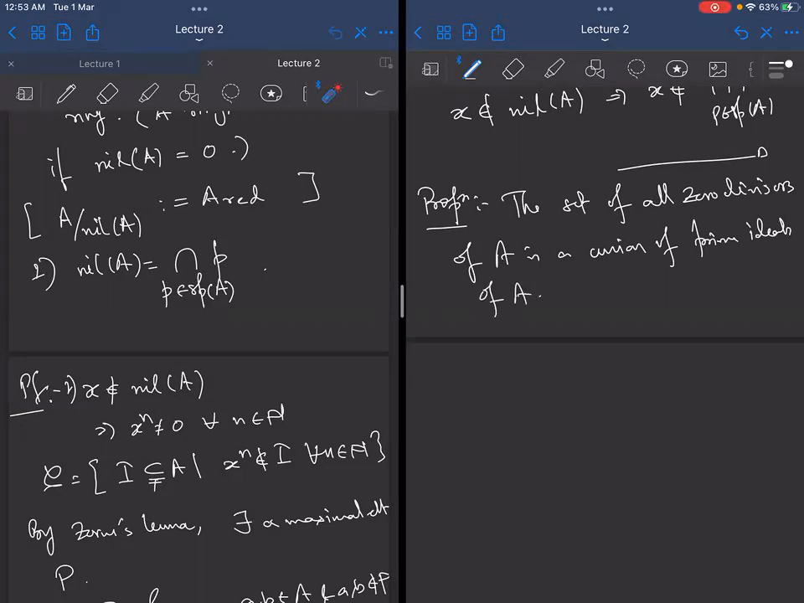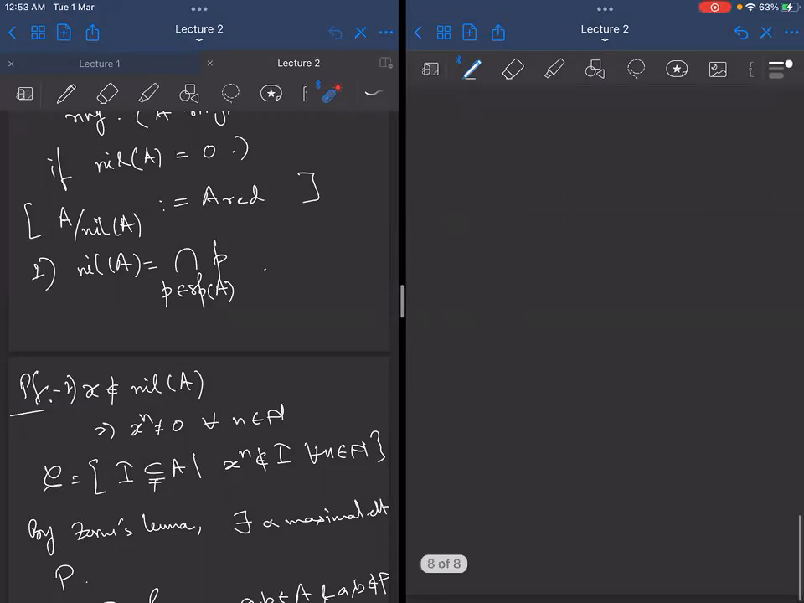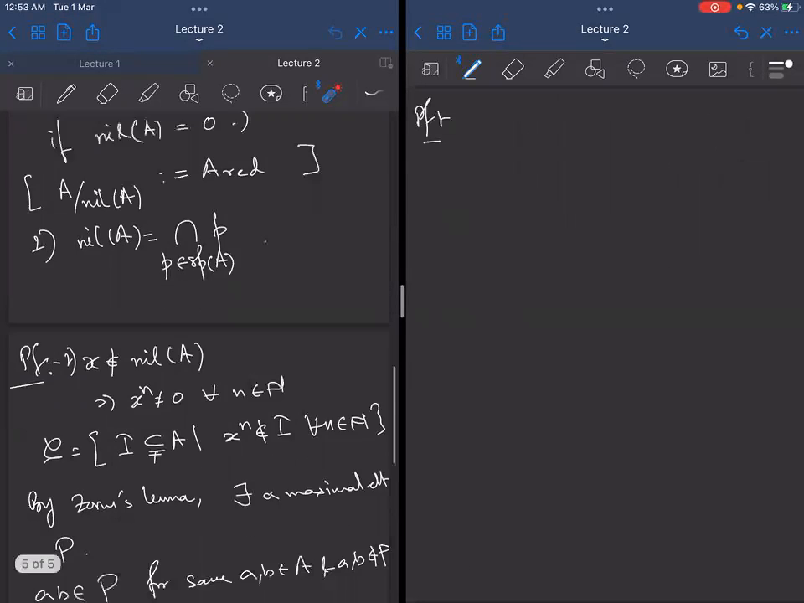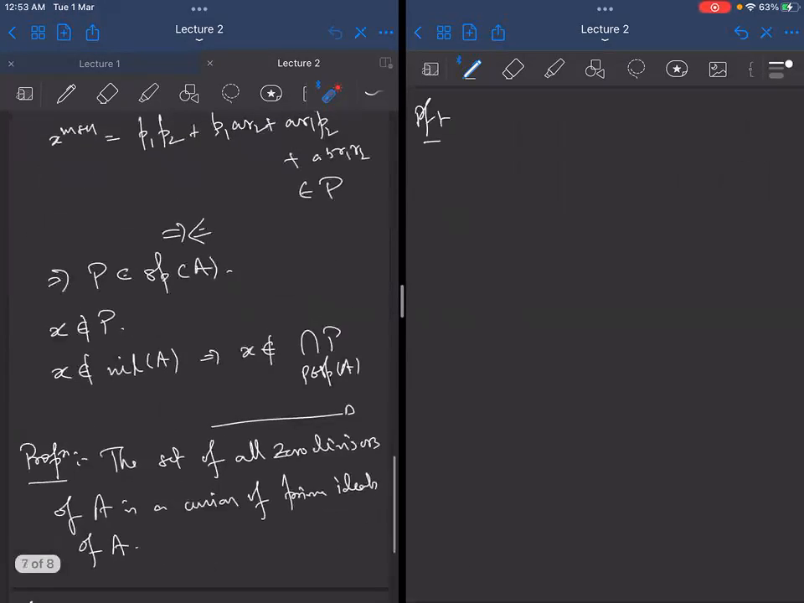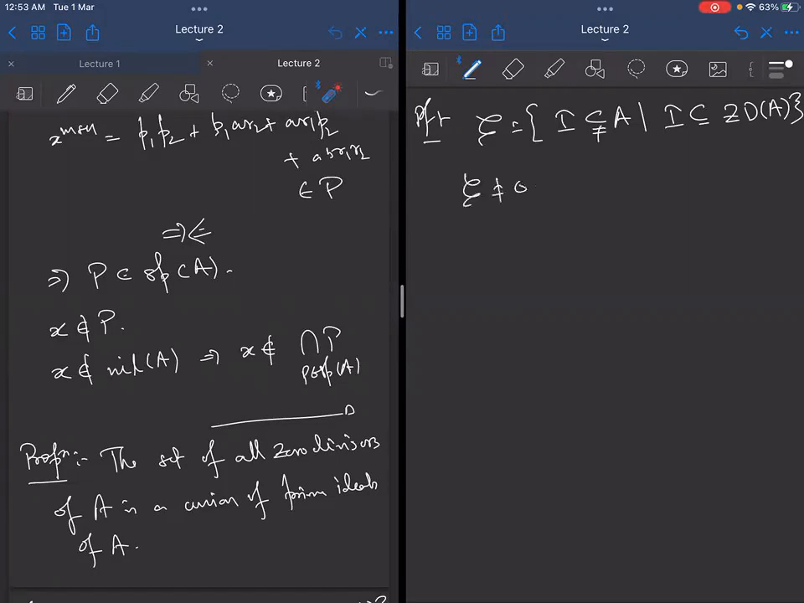And the proof will again be a Zorn's lemma argument. The proof is the following. I am opening the statement on the left-hand side page. You take C to be the collection of all proper ideals I such that I is contained in the set of all zero divisors. That means you take the set of all proper ideals which consist of zero divisors only. And if you take that, you see that C is non-empty because the zero ideal is there.